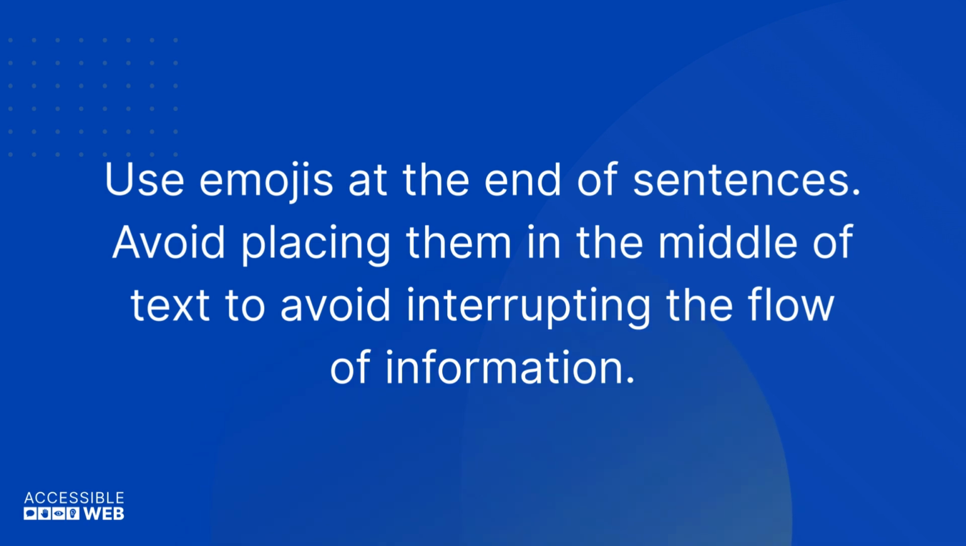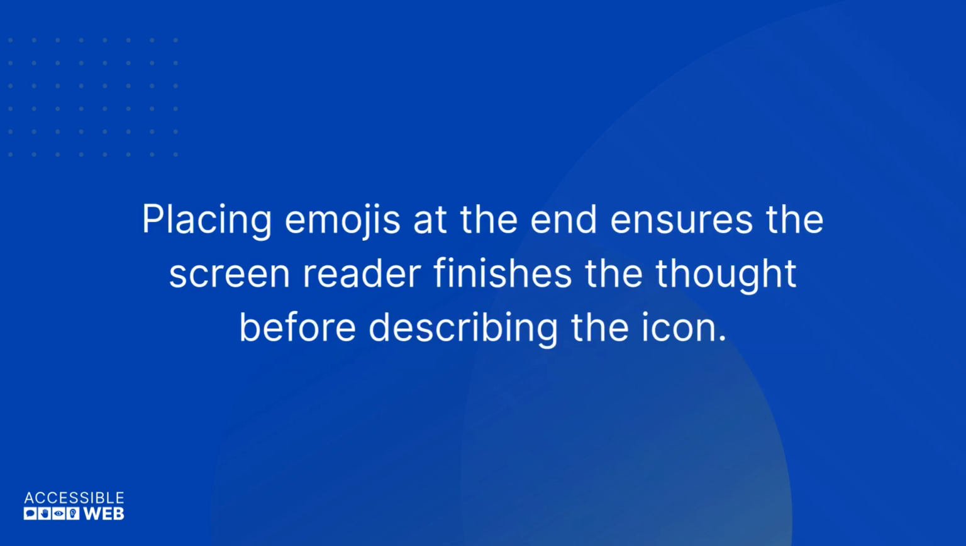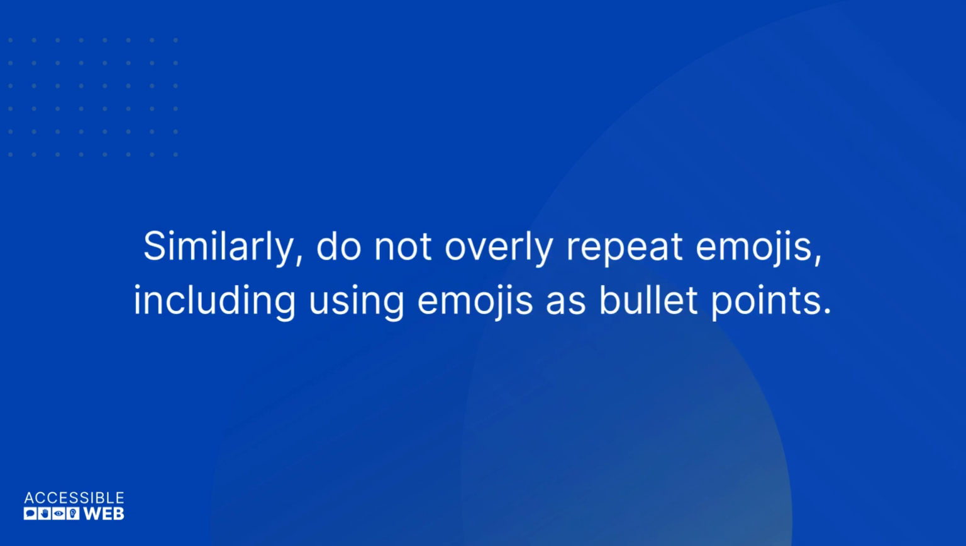Use emojis at the end of sentences. Avoid placing them in the middle of text to avoid interrupting the flow of information. For example, "have a great day" is read as "have a sparkles great day." Placing emojis at the end ensures the screen reader finishes the thought before describing the icon. Similarly, do not overly repeat emojis, including using emojis as bullet points.